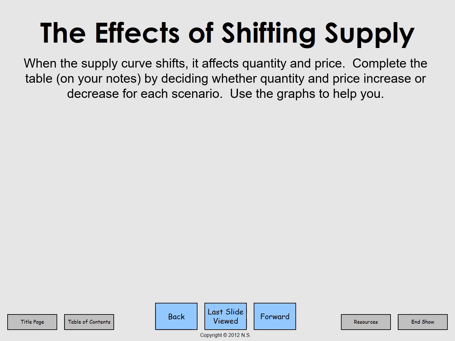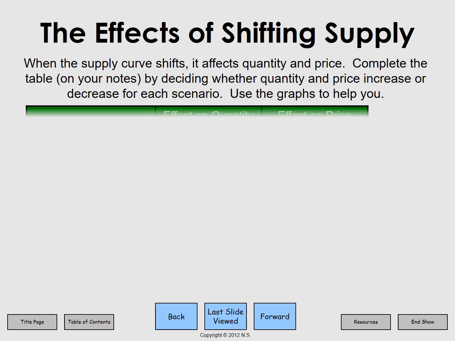Alright, when the supply curve shifts, it affects quantity and price. Complete the table on your notes. So right down there at the bottom, I'm just reading the directions off. By deciding whether quantity and price increase or decrease for each scenario. Use the graphs to help you out here.